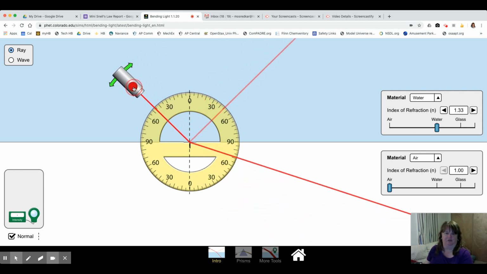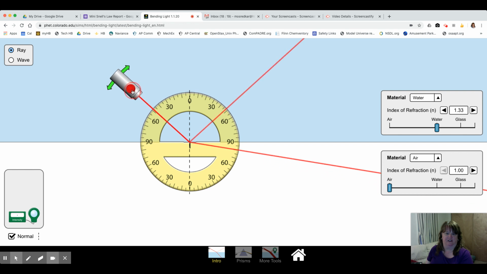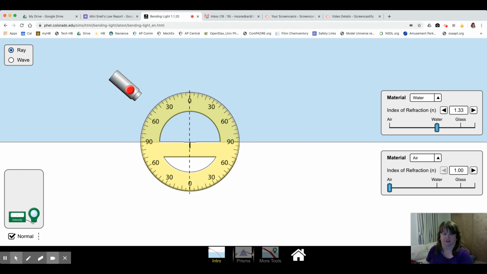As we get closer and closer to that critical angle, the bending gets more and more extreme. And then if we go over the critical angle, we get that total internal reflection. So we're going to practice mathematically with that in a second.